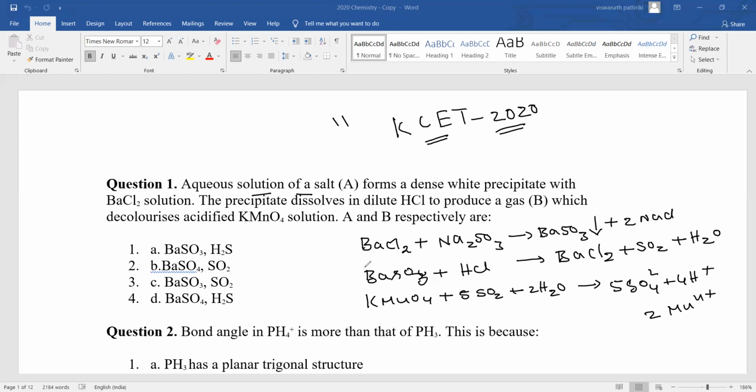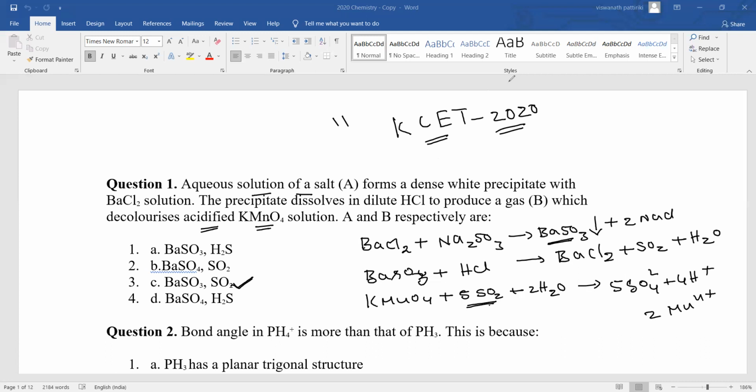Okay, so what is the A? What is the A and B now? So the A and B are BaSO3 and SO2. So this is your right answer. The precipitate is barium sulfite and the gas is SO2. This SO2 decolorizes the acidified KMnO4.